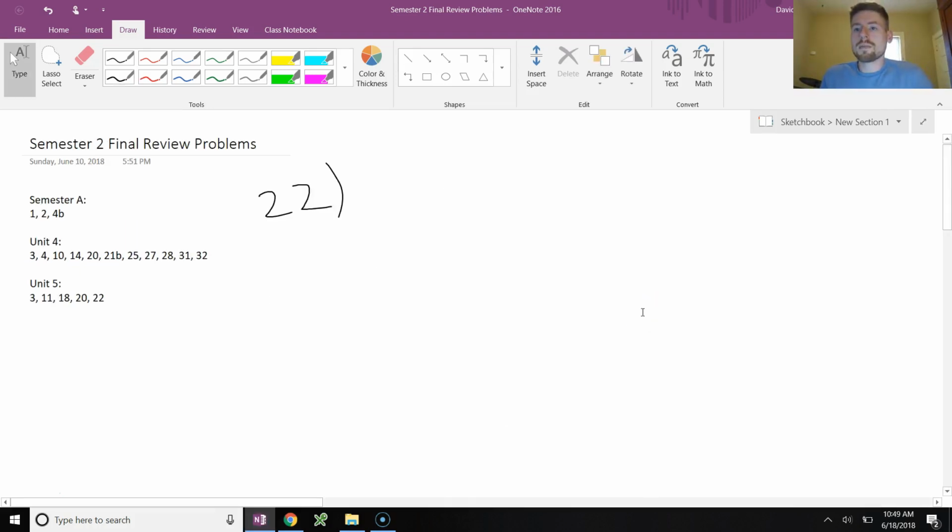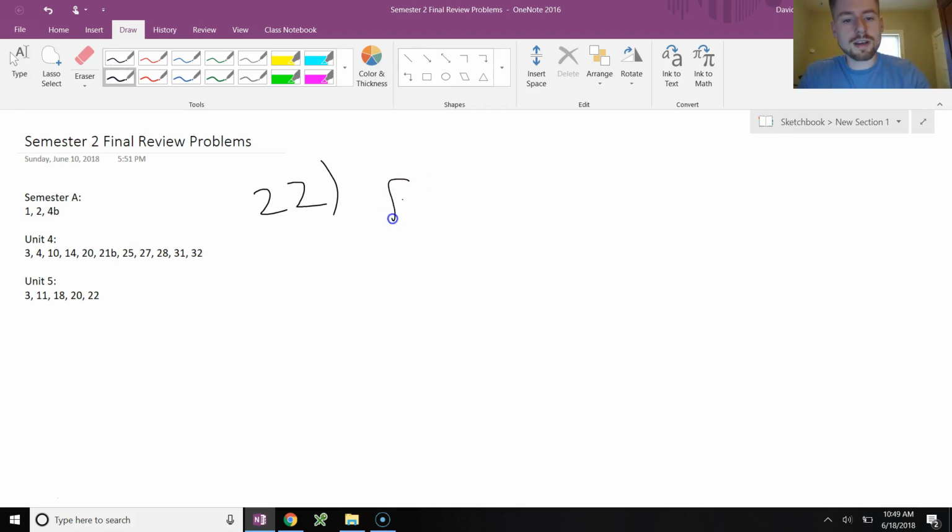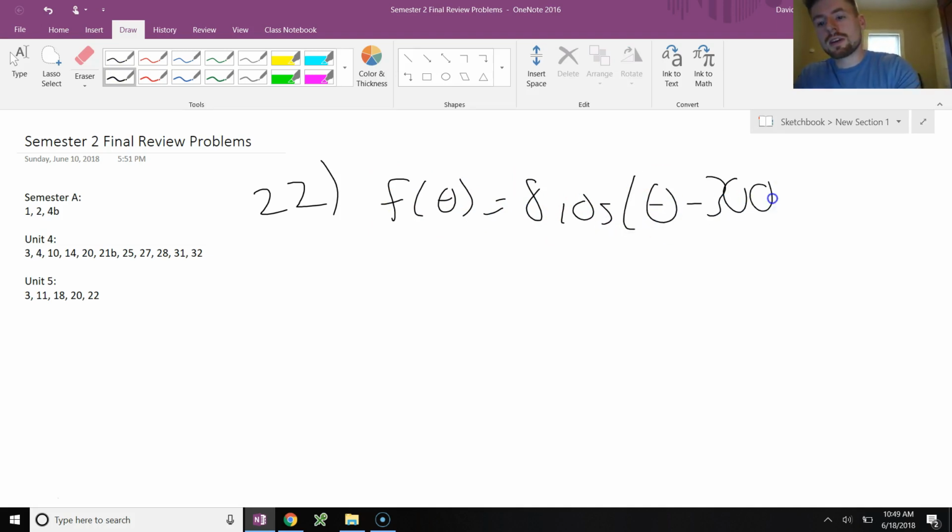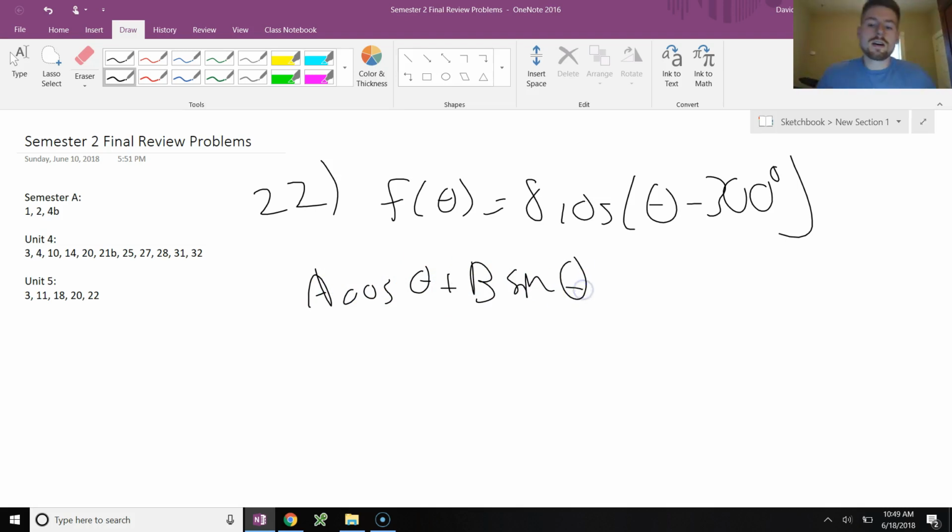Okay, the last problem is number 22, which is we've got a function of theta, which is a single cosine, 8 cosine of theta minus 300 degrees. And we're trying to write this as a linear combination. And remember, a linear combination is of the form A cosine theta plus B sine theta, or A cosine x plus B sine x. So we've got the one cosine, we're trying to get it into this form.